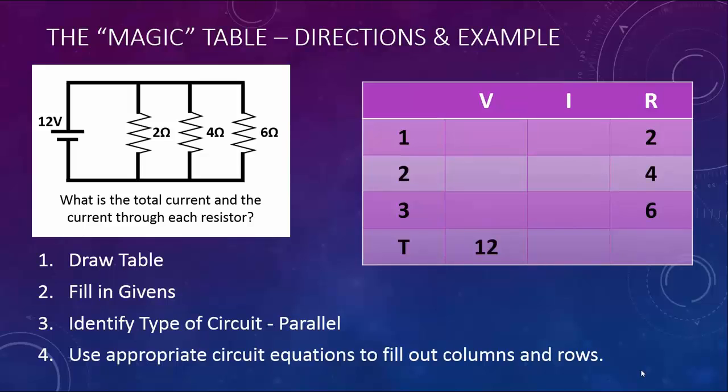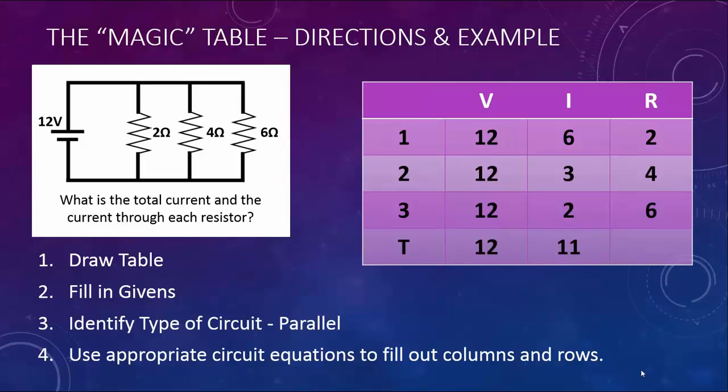Since this is a parallel circuit, we should know that the potential difference across each resistor is the same as the potential difference of the source. All of the V's are 12. Now, we can use Ohm's law across each row to figure out the current. I times R has to equal V. So 6 times 2 equals 12, 3 times 4 equals 12, and 2 times 6 equals 12. We've now found the current through each of the resistors, and if we simply add those up, we can find the total current in the circuit.